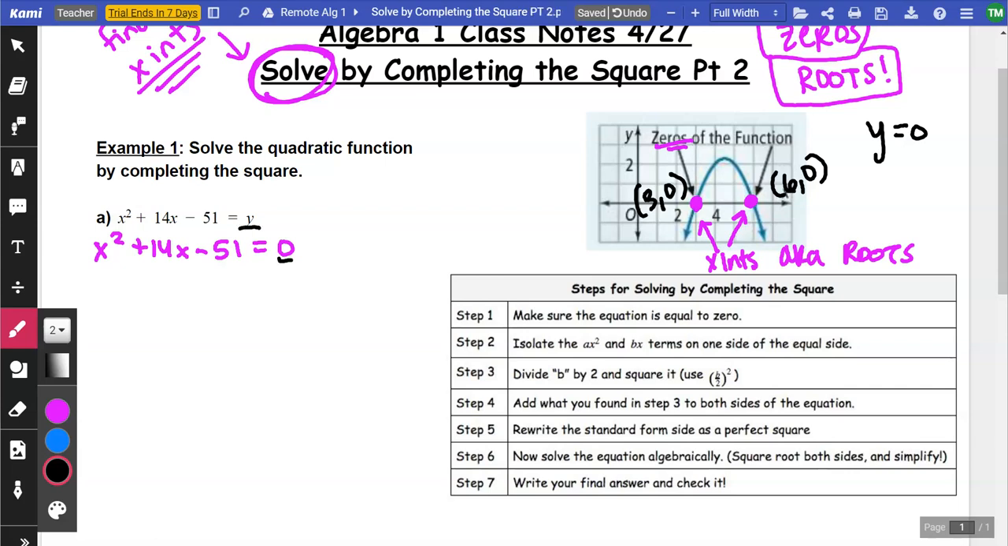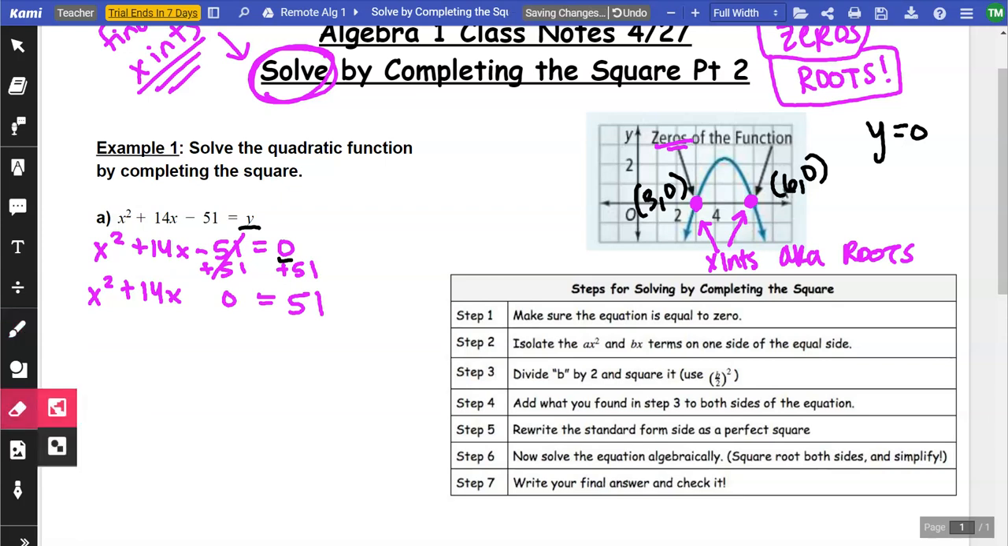All right, so step 2, isolate the ax squared and bx terms on one side of the equal sign. So I want the x squared and the 14x alone on one side. That means that I need to move this negative 51 to the other side, and I'm just going to do that by adding it. Because what's negative 51 plus 51? 0. And then 0 plus 51 is 51. So x squared plus 14x, and then technically this would be plus 0, but if I add 0 to this, does it change it? No, it doesn't. So I don't actually need it written in here.